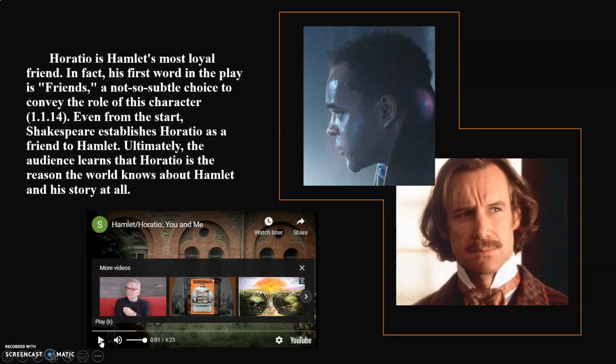So I have Act 1, Scene 1, line 14, and I just used the dots to separate act, scene, and line in my parenthetical citation. Even from the start, Shakespeare establishes Horatio as a friend to Hamlet. Ultimately, the audience learns that Horatio is the reason the world knows about Hamlet and his story at all.